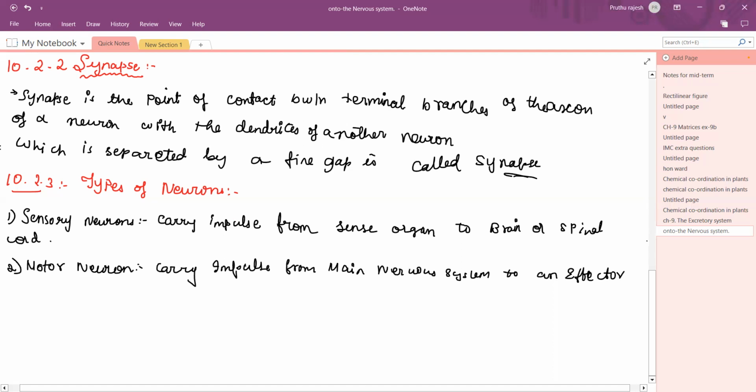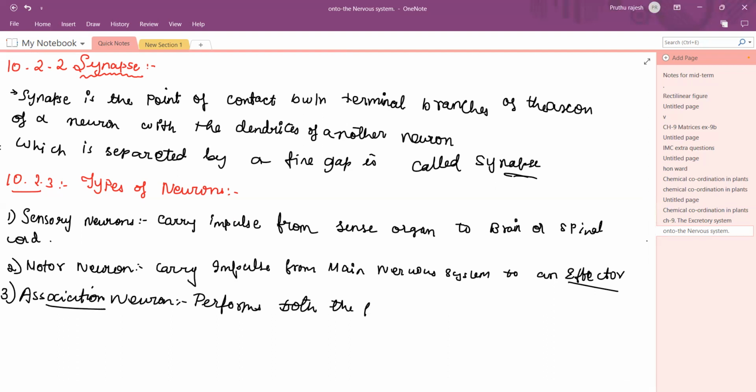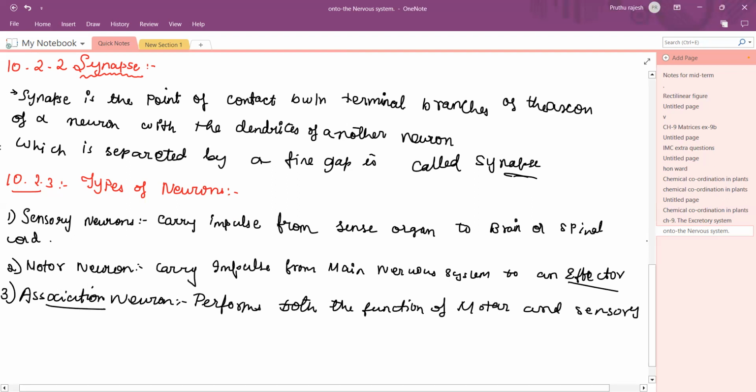Effector is either a muscle or a gland. Third one: the association neuron performs both the motor and sensory neuron functions.